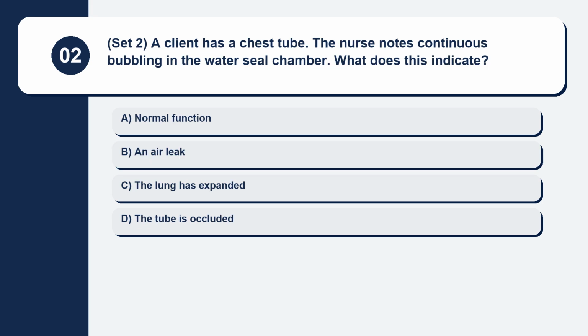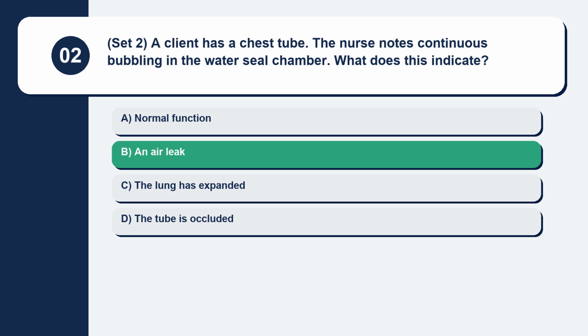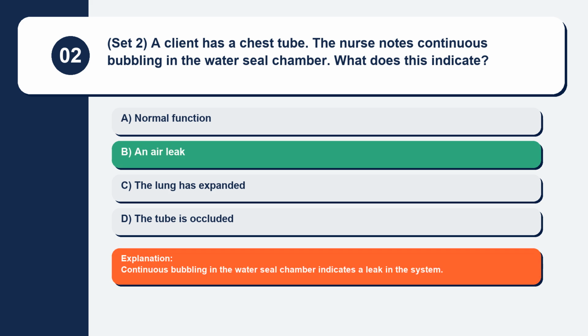Question 2. Set 2. A client has a chest tube. The nurse notes continuous bubbling in the water seal chamber. What does this indicate? Normal function. An air leak. The lung has expanded. The tube is occluded. Continuous bubbling in the water seal chamber indicates a leak in the system.